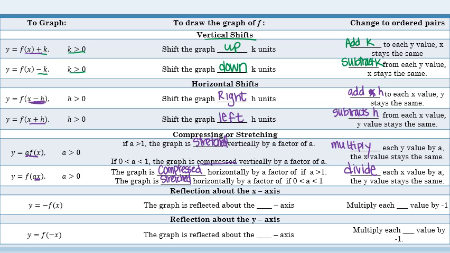And then for the reflections, if you have a negative sign in front of the f of x, that reflects it over the x-axis. Multiply each y value by -1. And if it's on the inside, that reflects it over the y-axis, and you multiply each x value by -1.